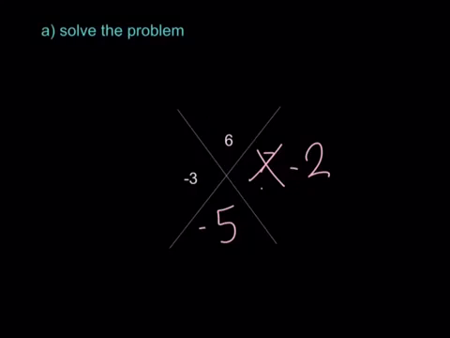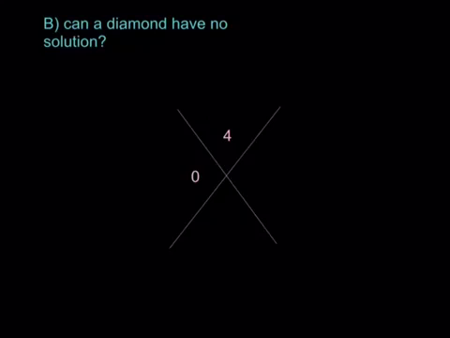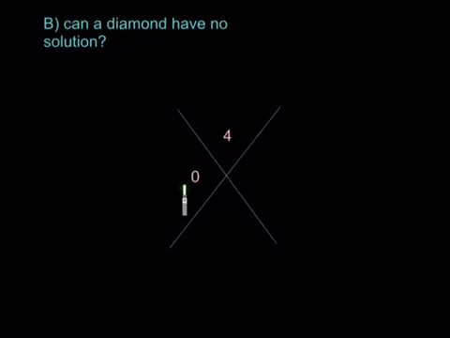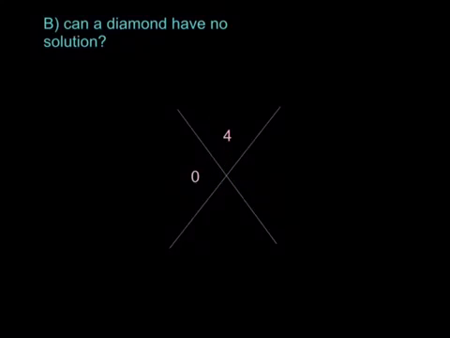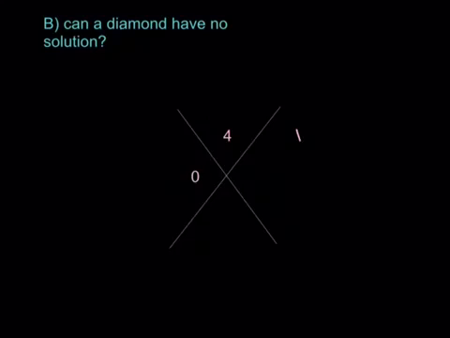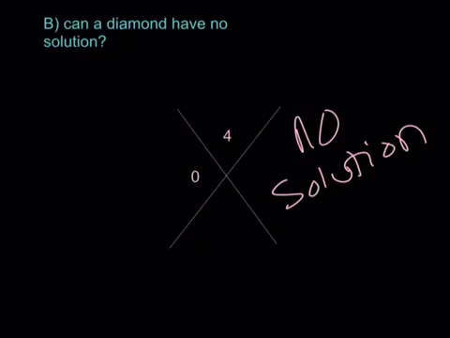Now, let's go on to the next problem. Can a diamond have no solution? Yes, it can have no solution. For example, 0 times any number would always equal 0. It would never equal -4. So we know that this problem would have no solution, because 0 times any number would always equal 0, and 0 plus any number would just equal the number, but we know from looking at this that it's wrong, and it has no solution.